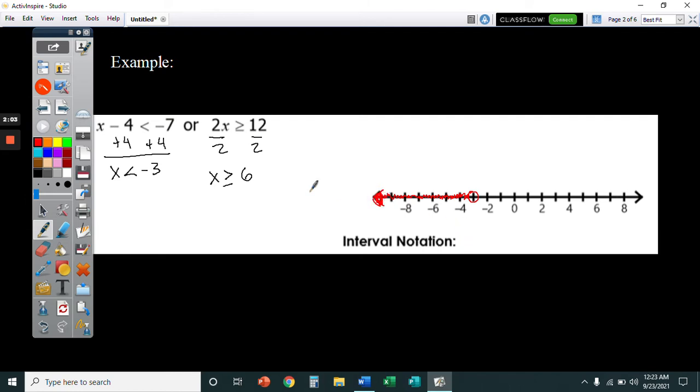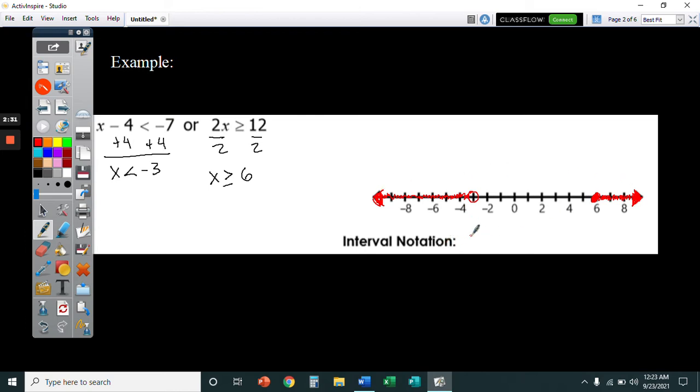Now for the next one, this is x greater than or equal to 6. The equal to part means there's a closed circle at 6. And the fact that all the x values are greater than that means this is shaded to the right. And that's what the graph looks like. Again, you have arrows that point away from each other.